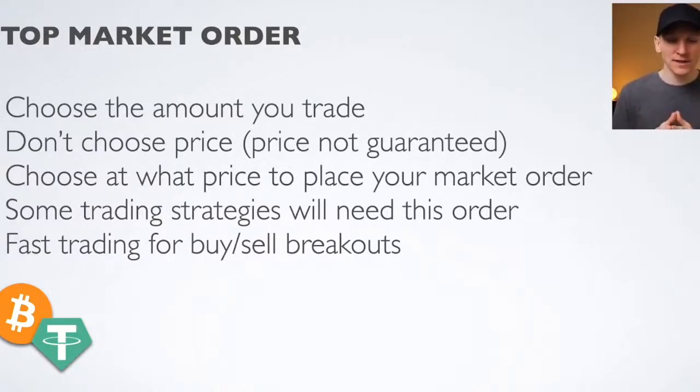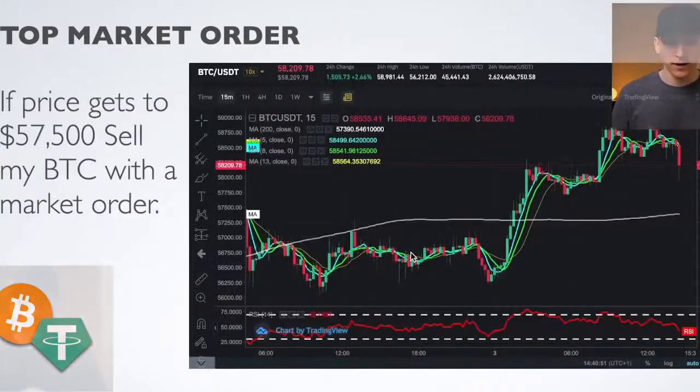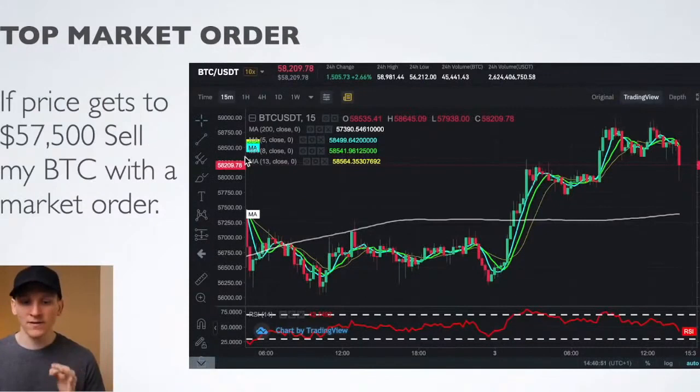Now, some strategies will need this order for maybe their stop losses or maybe to buy on breakouts. So you can see it's good for fast trading and it gives you a slightly different way of trading. So with a stop market order, you're telling the system that if the price gets to a certain level, enter a market order for you to either buy or sell. If the price gets to 57,500, sell my Bitcoin with a market order.